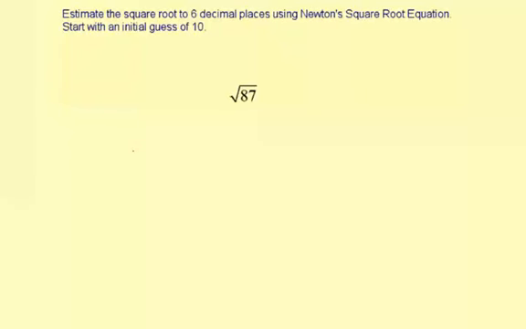Estimate the square root to 6 decimal places using Newton's square root equation. Start with an initial guess of 10. Isaac Newton came up with this really cool equation that can help you estimate square roots.